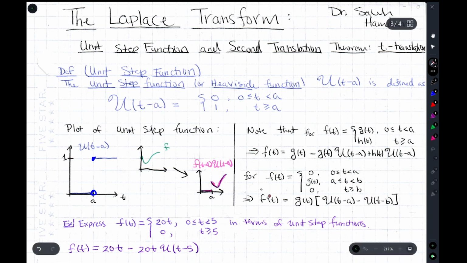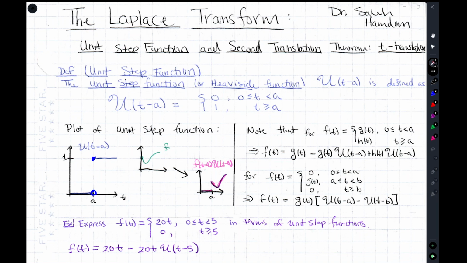Okay, so it's a nice way to write piecewise defined functions. Similarly, if we have a piecewise defined function where you start at 0, you turn on some impulse, if you will, g of t, between a and b, and then you turn it off. Okay, so 0. Then you could write this piecewise defined function this way. This will be on between a and b, and then turn off outside of those.